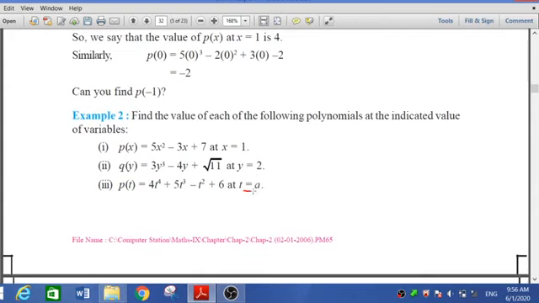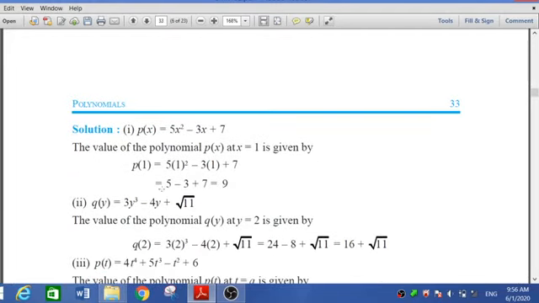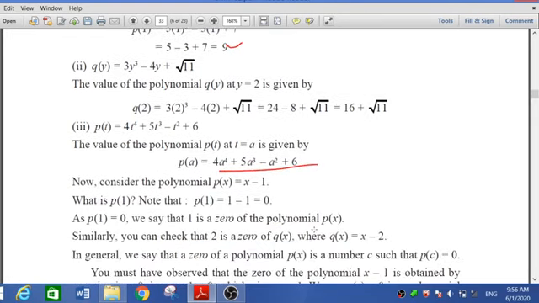Now if I put t is equal to a, what do we get? a to the power 4 plus 5 a to the power 3 minus a square plus 6. Now we cannot add these because they are not like terms. Clear? So this type of sums, that is exercise 2.2. So my answer is 9, we have to write. Here we cannot add this.